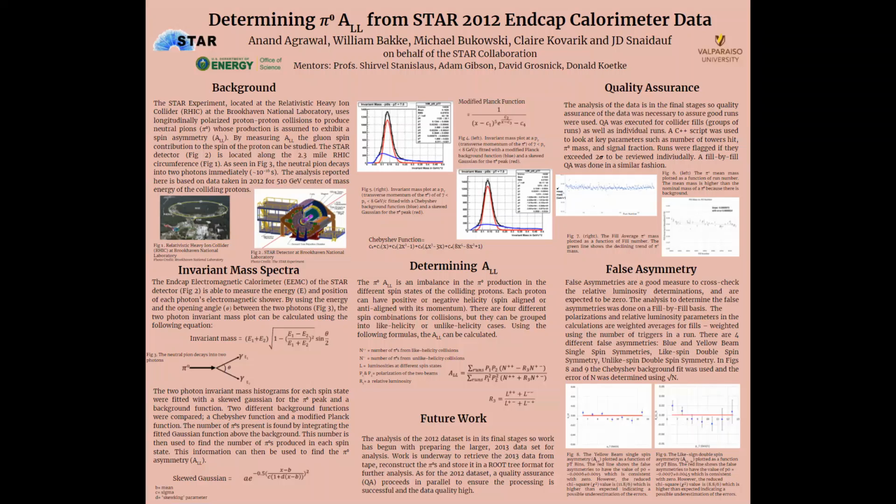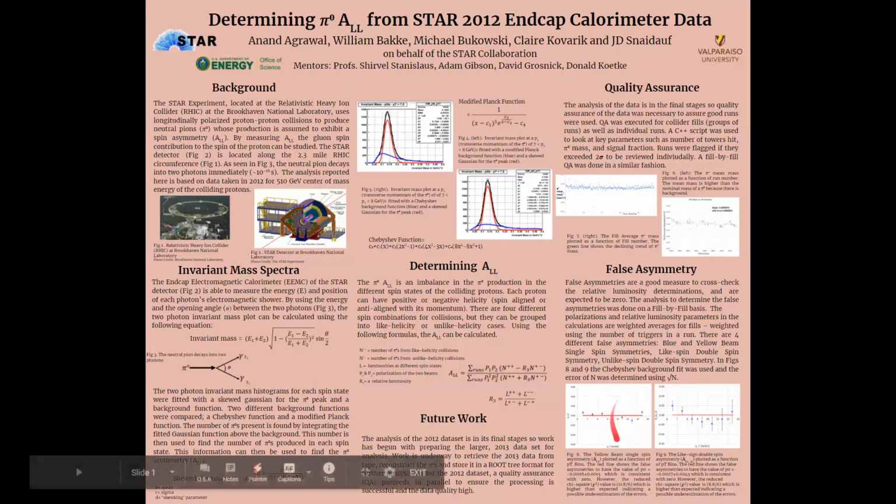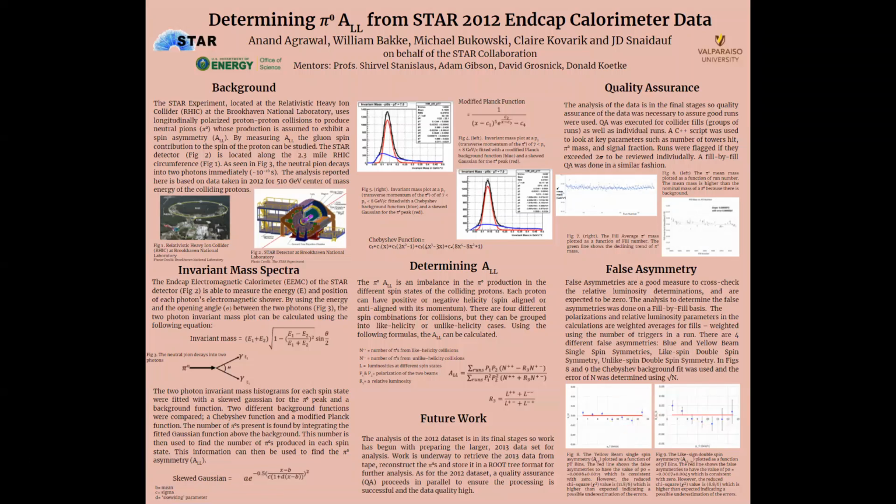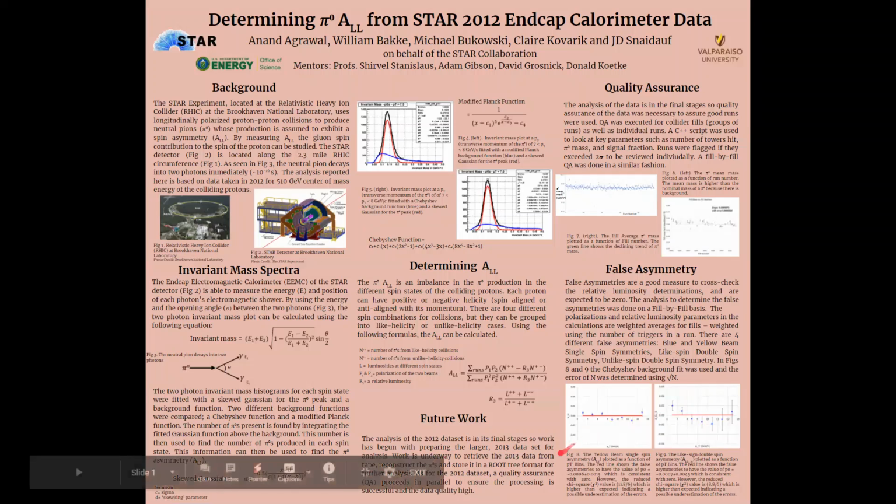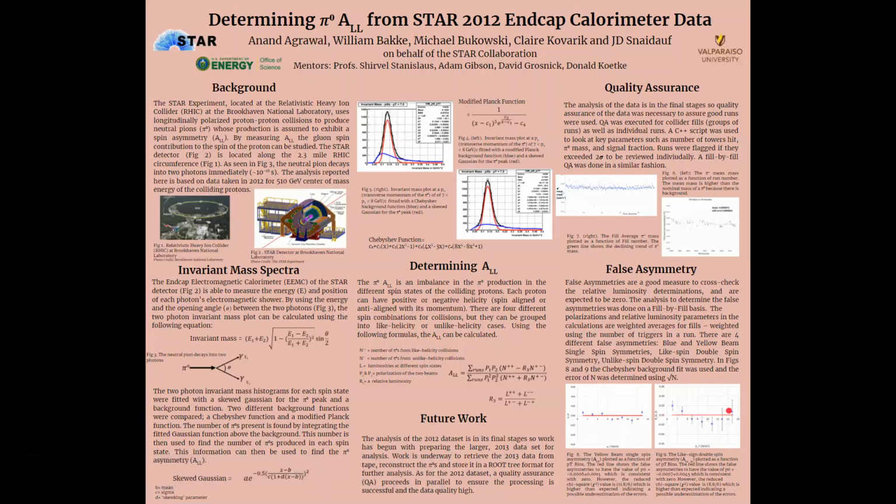There are 4 different false asymmetries: blue and yellow beam single spin asymmetries, like-spin double spin asymmetry, and unlike-spin double spin asymmetry. In figures 8 and 9, the Chebyshev background fit was used, and the error of the number of pi zeros, N, was determined using the square root of the number of pi zeros. The false asymmetries are consistent with 0, suggesting that the relative luminosities are well understood.